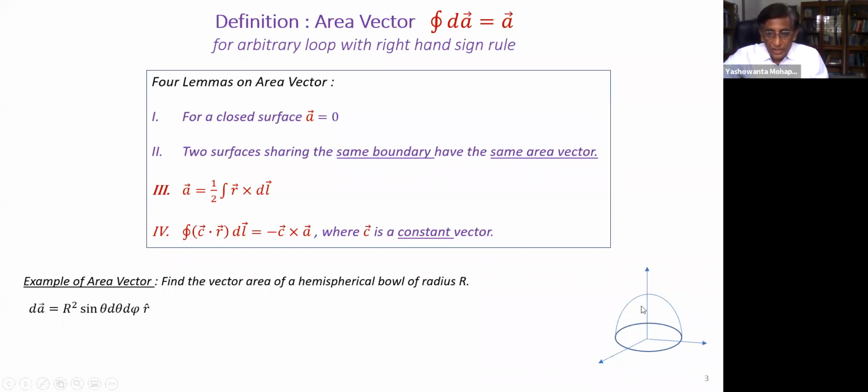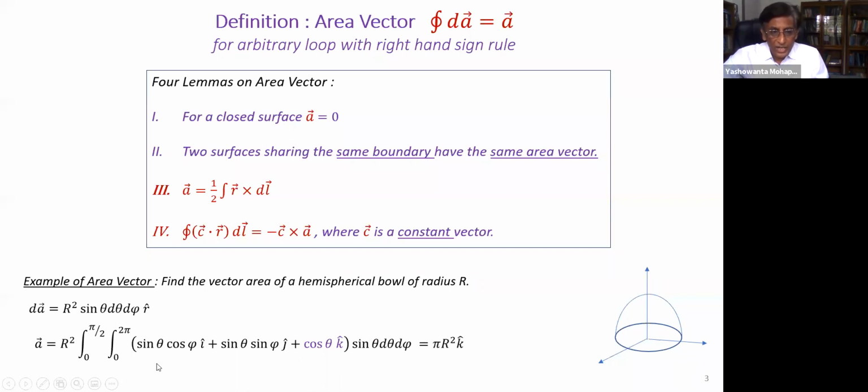Okay, for any small area element on the hemispherical ball, it is r, where R is the radius. So I just integrate from 0 to pi by 2, and 0 to 2 pi. You can see that these two will both contribute 0, because of the integral from 0 to 2 pi of cos phi and sin phi. So the only thing that will contribute is cos theta sin theta d theta, from 0 to pi by 2, and this gives pi r square k.